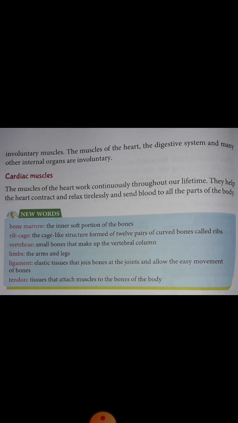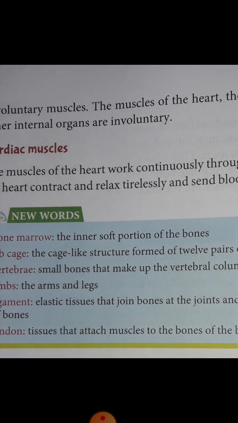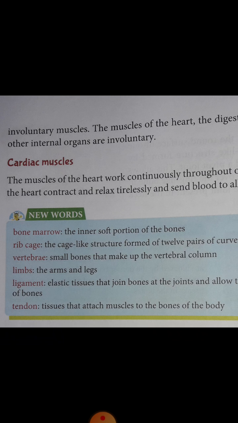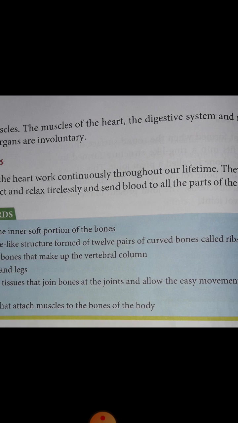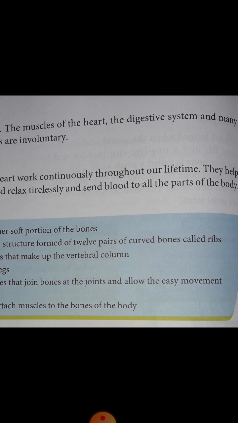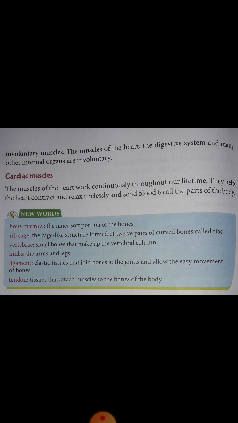Let's learn some new words. Bone marrow, meaning of bone marrow: the inner soft portion of the bones. Next, rib cage, meaning of rib cage: the cage-like structure formed of 12 pairs of curved bones called ribs. Next, vertebra, meaning of vertebra: small bones that make up the vertebral column. Next, limbs, meaning of limbs: the arms and legs.